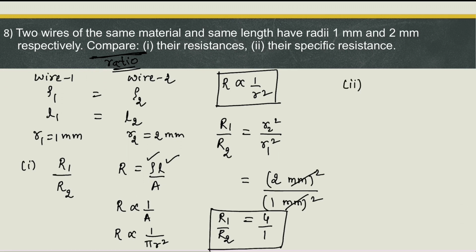And the comparison of their specific resistances. So rho 1 upon rho 2, and these two values are equal. So the ratio is 1 is to 1.